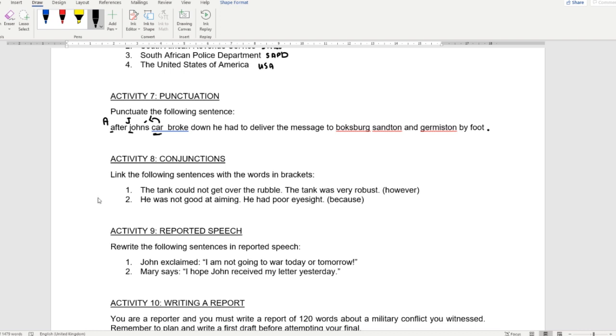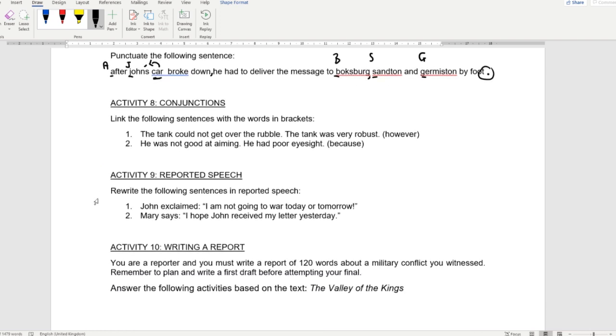Broke down, he had to deliver the message to Boksburg, Sandton and Germiston by foot. Here you will see that after John's car broke down, now we get the next part of the sentence. We can add a comma here. He had to deliver the message to Boksburg, which is a proper noun. We then add a comma because it's a list. Sandton, capital letter, and Germiston, capital letter again, by foot, and you'll see I already added the full stop at the end.